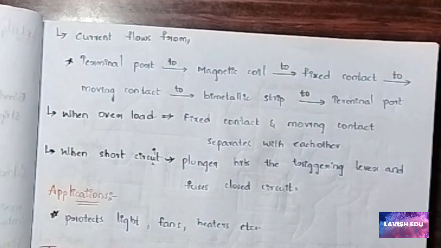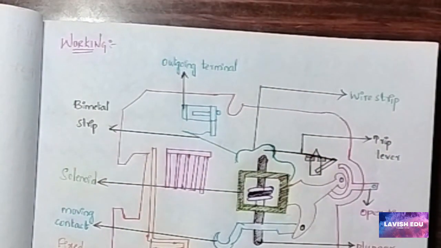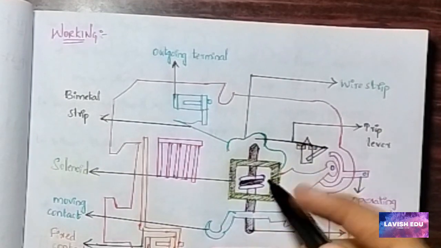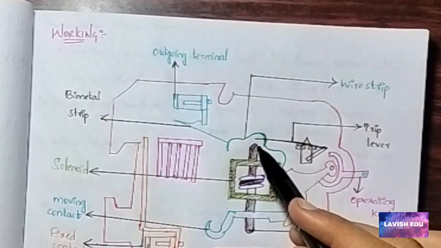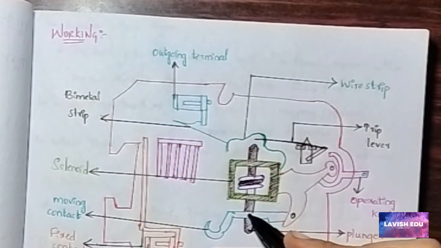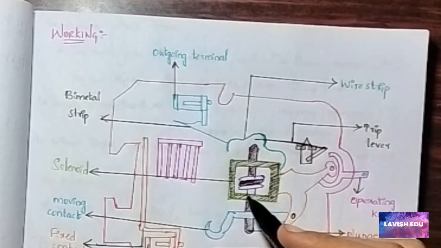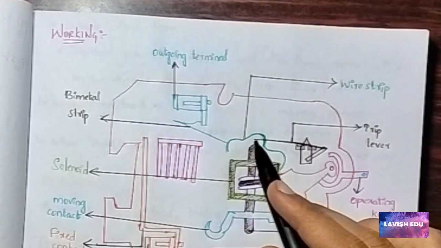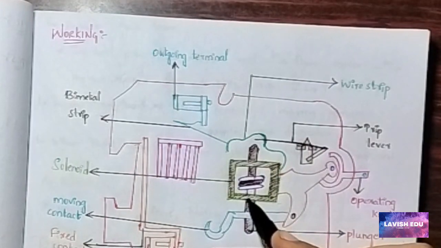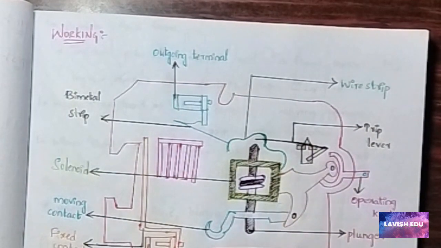What is meant by the plunger? Let's see. This rod type line is called a plunger. In short circuit condition, it just hits the magnetic coil with force, which stops the circuit from flowing current.